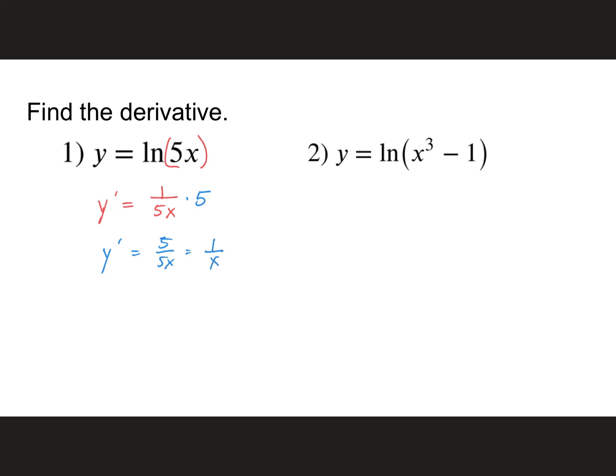Number 2, y is equal to the natural log of x to the third minus 1. Again, the derivative is 1 over Bob times d Bob. So my final answer would be 3x squared over x to the third minus 1.